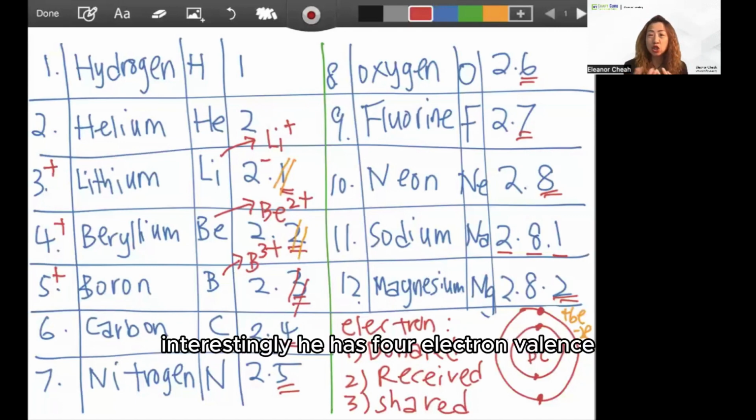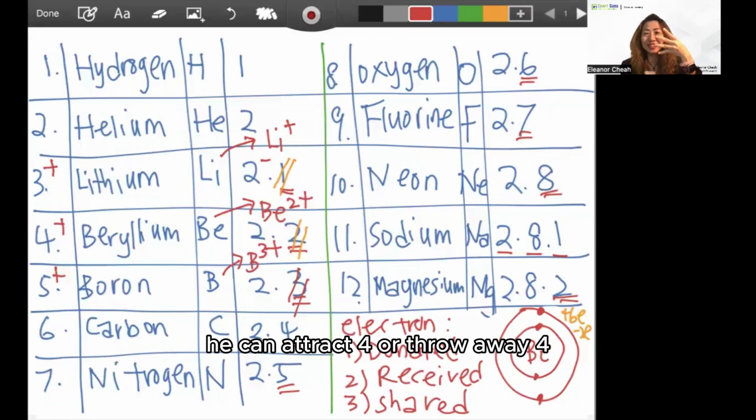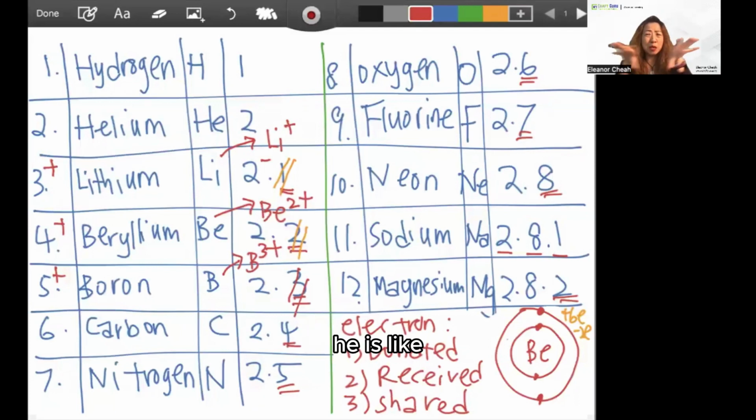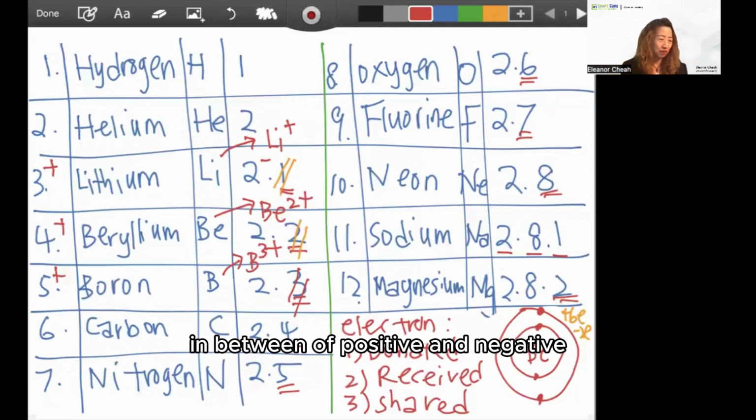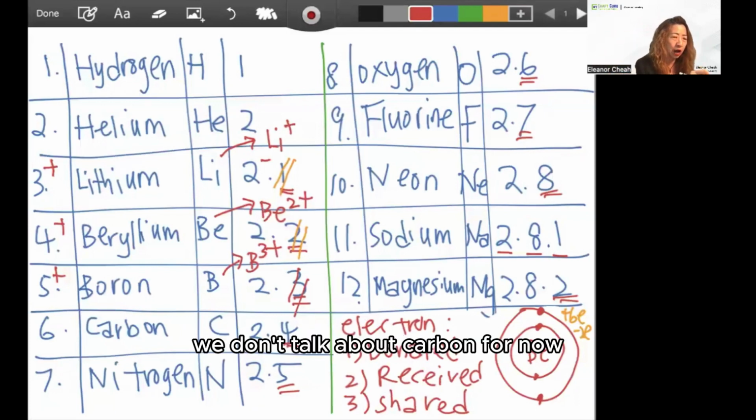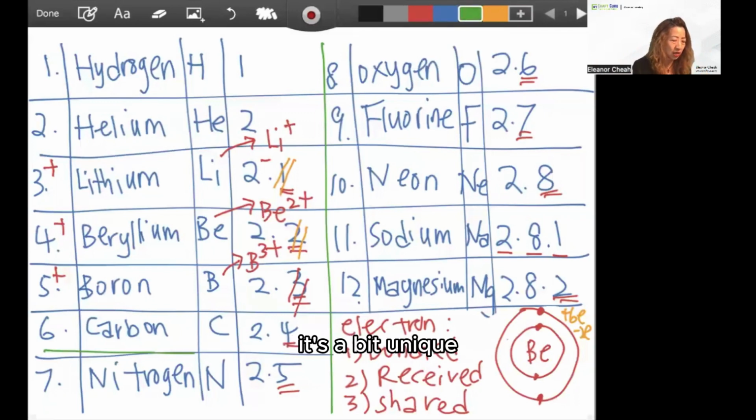Carbon. Interestingly, he has 4 valence electrons. He can attract 4 or throw away 4. Both need equally the same amount of energy. So for now, let's put carbon aside. He is in between positive and negative. So we don't talk about carbon for now. It's a bit unique.